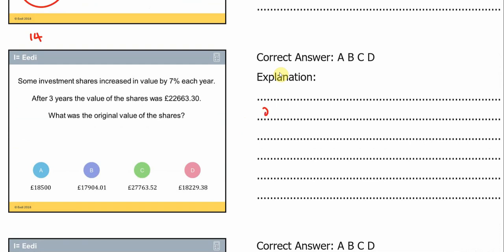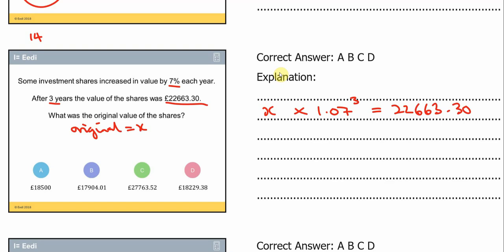Well, we always just put our original value there, so I'm just going to say, for now, original equals x. And I'm just going to answer the question how I would. So increasing by 7%, 1.07, for 3 years. And when I do that sum, it's going to equal this. So this is where it's getting harder because we've got to work backwards.